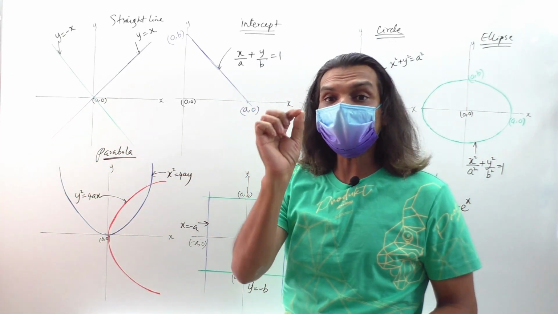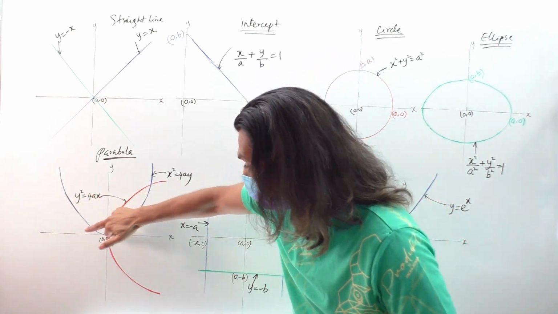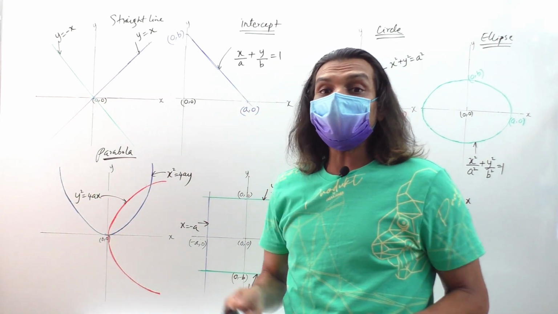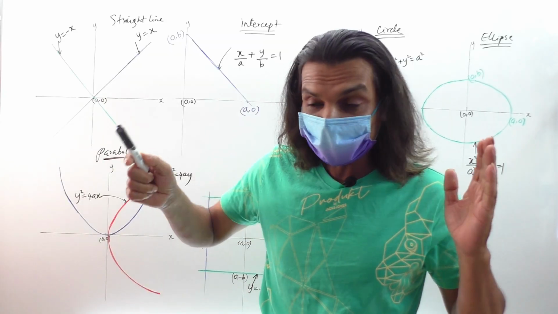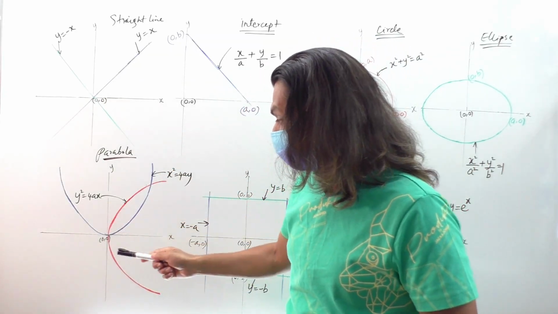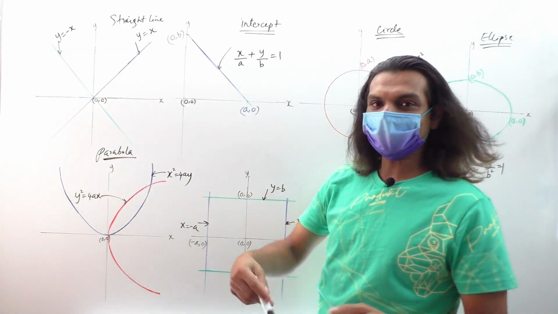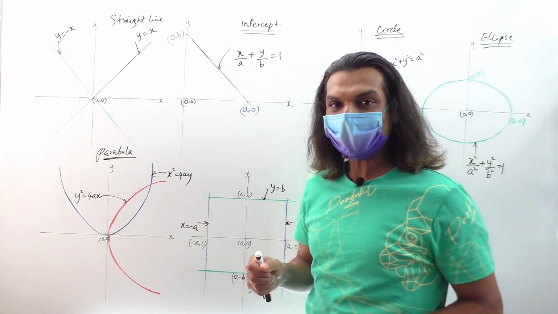If the parabola has even powers of x, x square is equal to 4ay, it is symmetrical about the y-axis. But if the parabola has even powers of y, say y square is equal to 4x, then it is symmetrical about the x-axis. That's it. This is how you recognize a parabola.